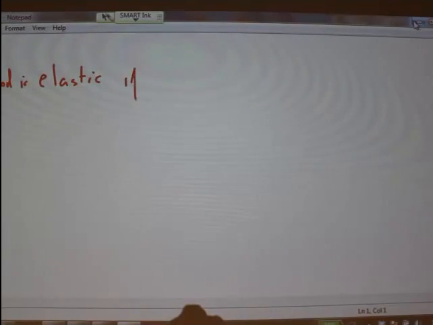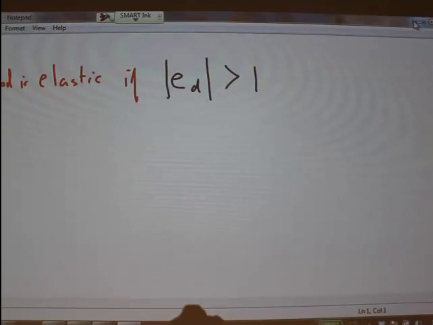Okay, so we call a good elastic if the price elasticity of demand, the absolute value of the price elasticity of demand, is greater than 1. So in other words, if the price increases by 1%, quantity demanded falls by more than 1%. There's a big response, so therefore it's elastic.